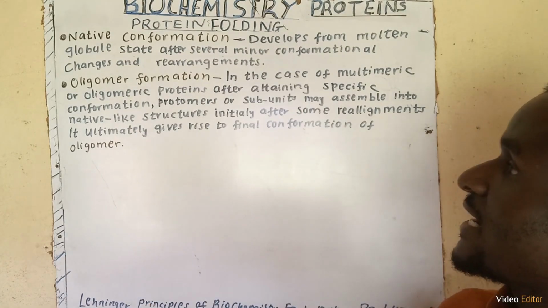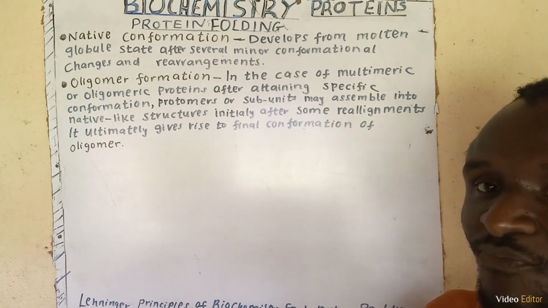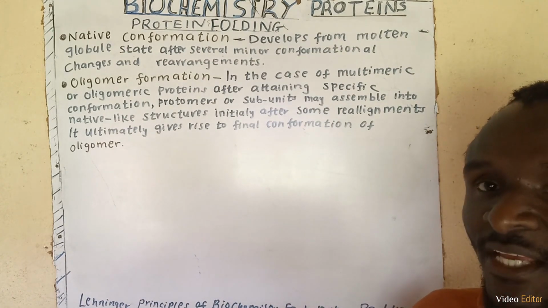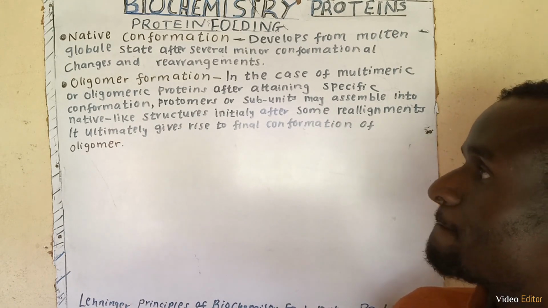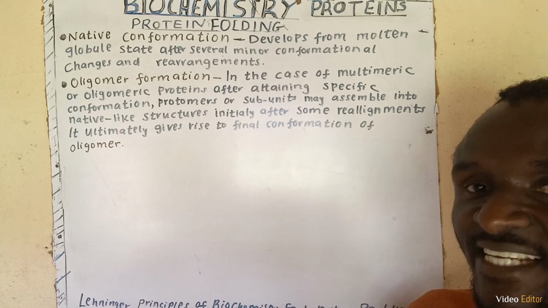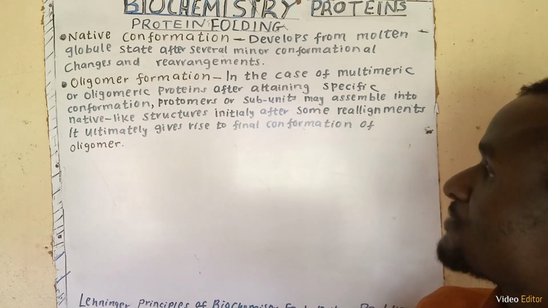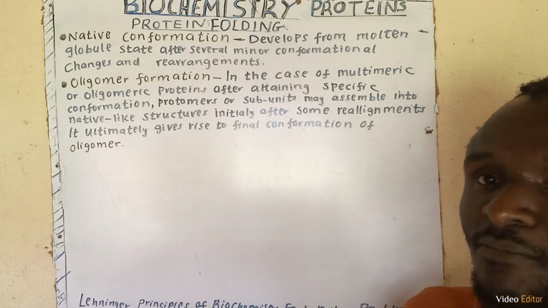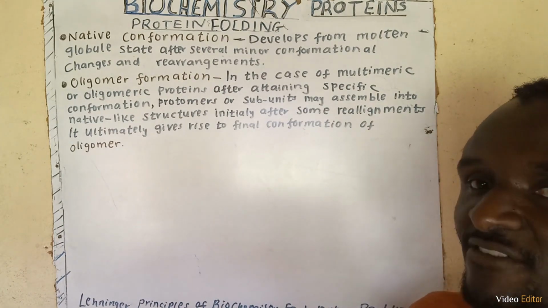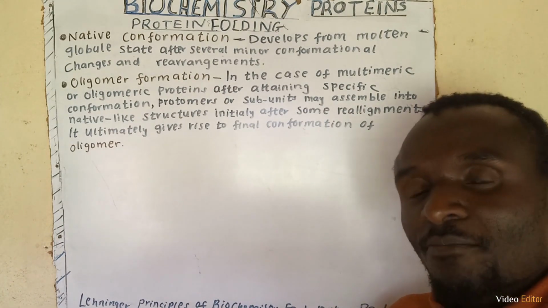Now let's look at oligomer formation. So oligomer is formed from native conformation. Now in the case of multimeric or oligomeric proteins, after attaining several specific conformations, protomers or subunits may fold into native-like structures, which may give rise to what we call oligomers.